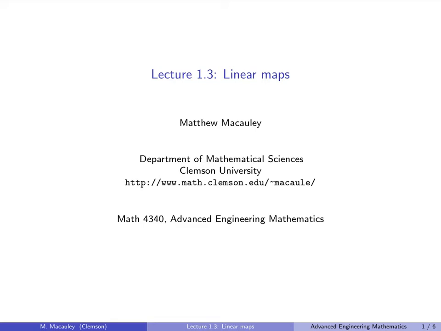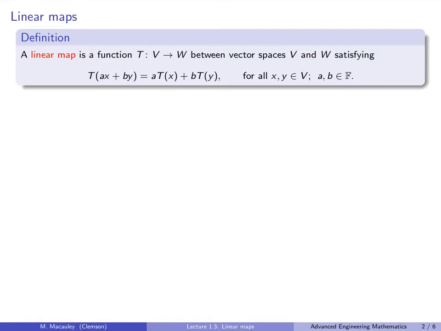Welcome to Lecture 1.3, Linear Maps. We begin with the definition. A linear map is a function, let's call it T, between two vector spaces, V and W. We assume that these are both vector spaces over the same field F. And it has to satisfy the following property.